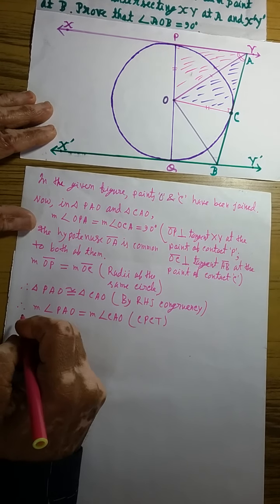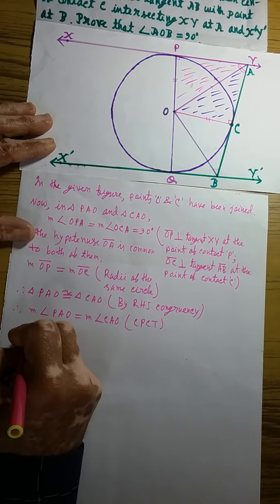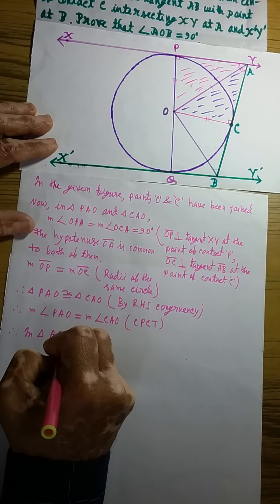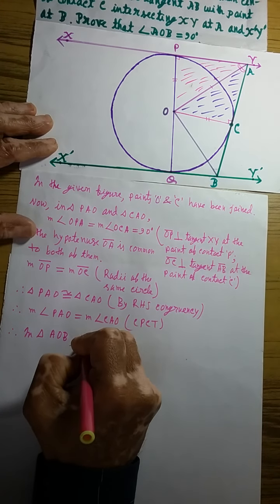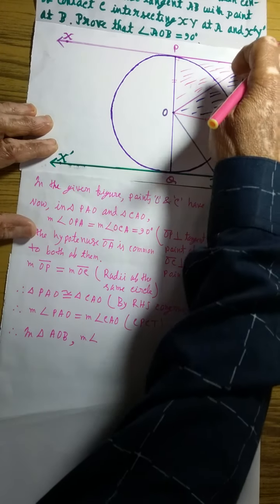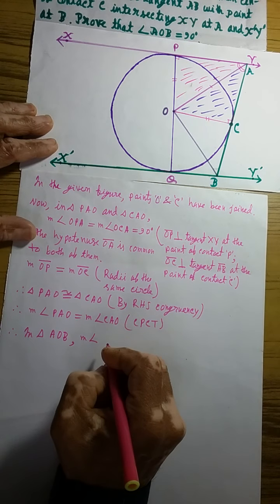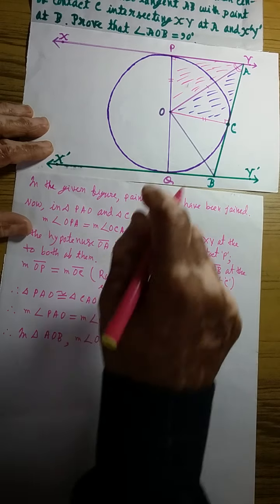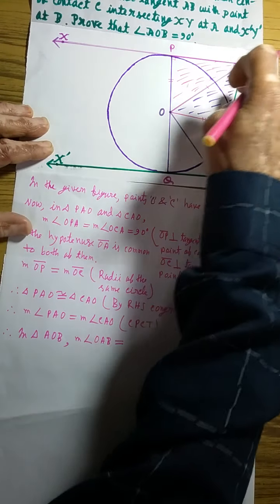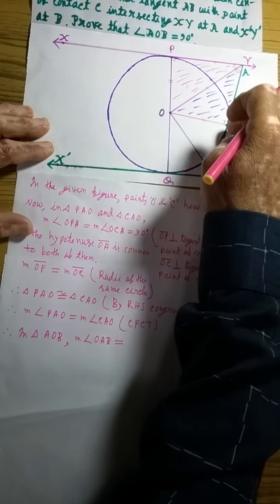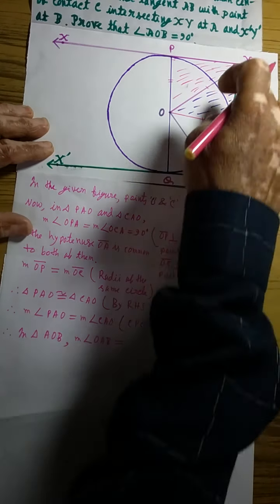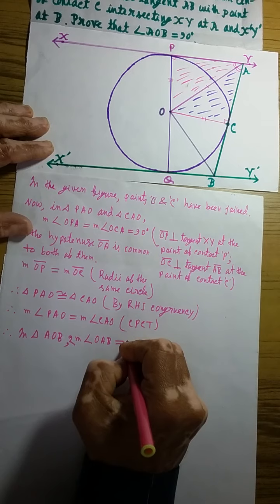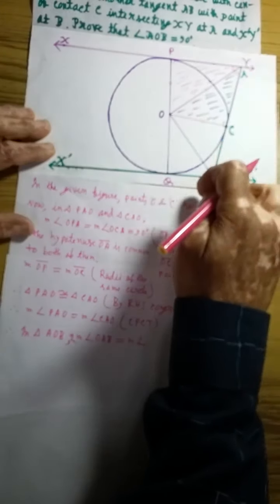So after this, write in this way. Therefore, in triangle AOB, measure of the angle OAB, since measure of the angles PAO and CAO are equal to each other, therefore in triangle AOB, twice the measure of the angle OAB is equal to measure of the angle XAB.